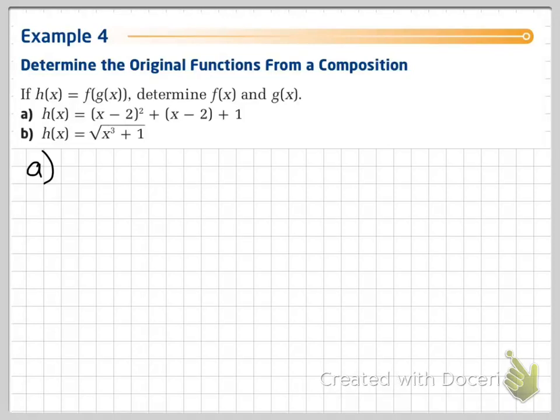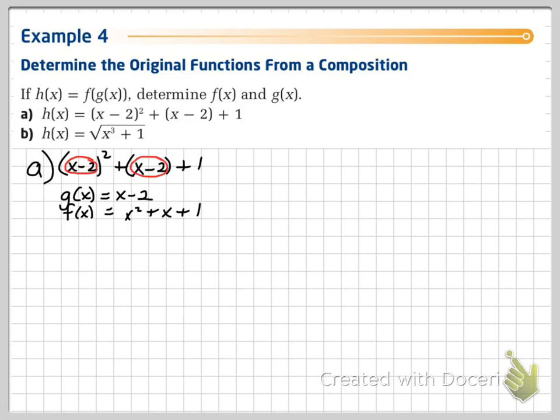Here in example 4, determine the original function from a composition. Well, we're looking at a composition h of x, which is f of g of x. Something is g of x is inside of the function f of x. So when you look at x minus 2 squared plus x minus 2 plus 1, I would think of this, first of all, meaning that g of x, the part on the inside, would be the x minus 2. And then on the outside would be what we substituted it into, could be the x squared plus x plus 1. So if you think of where we circled in red and just replace that with an x, that was the original function f of x.